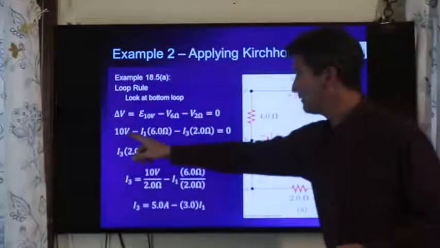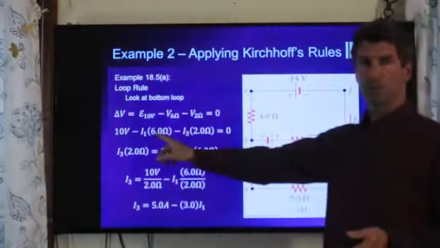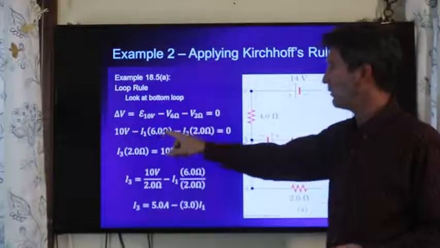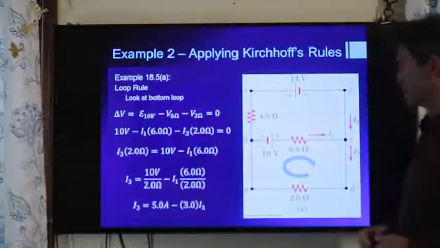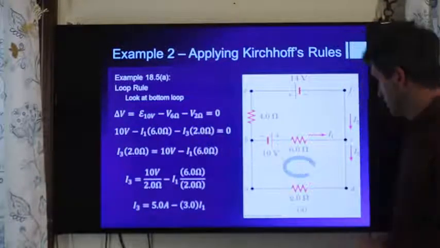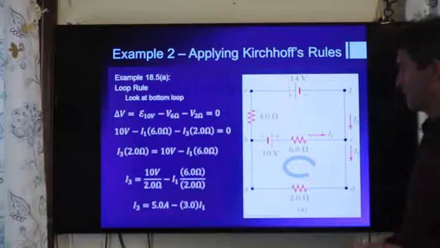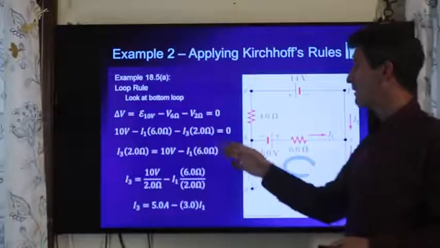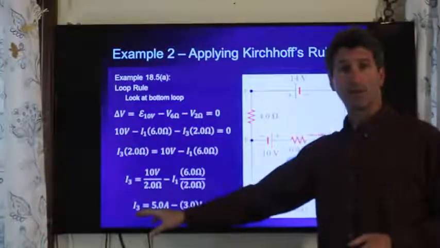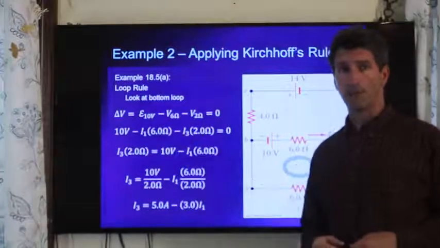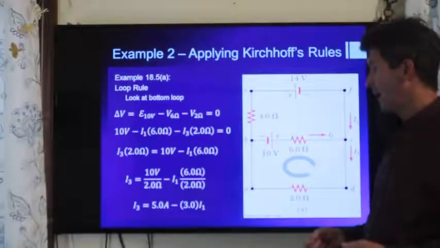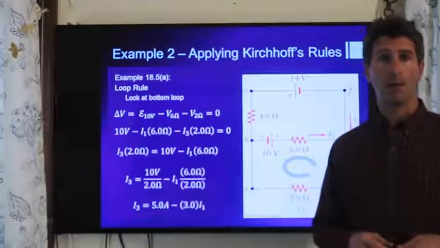So we get 10 volts minus the voltage across the 6 ohm. Again, I1 times the resistance of 6 ohms, through this one, I3 times 2 ohms. Again, remember, I3 is coming around this way. All right? That gives us a relationship between I3 and I1. We'll solve it in terms of I3 so we can substitute it back in our first equation. And I3 is equal to 5 amps minus 3 times I1.